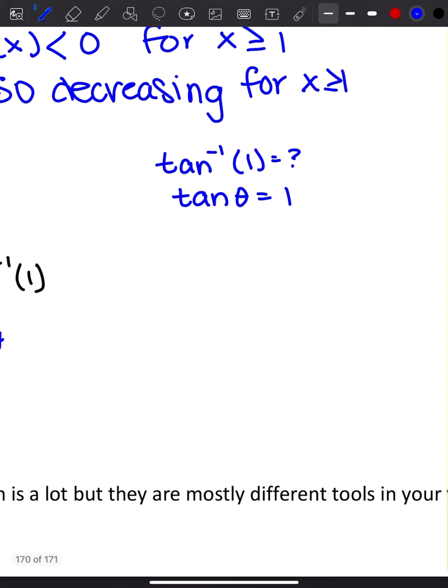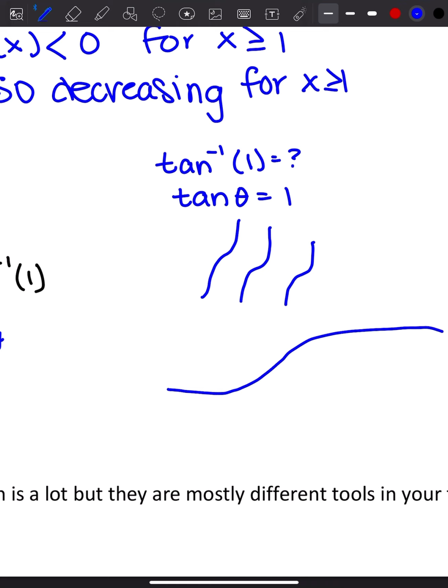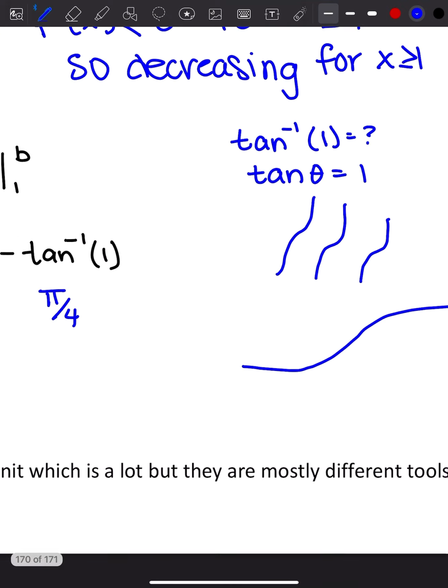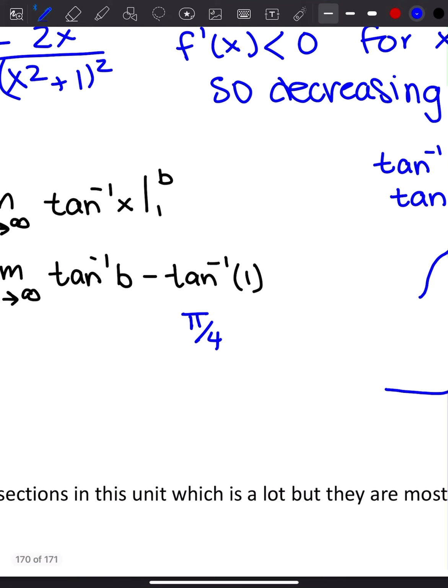When we're looking at the tangent graph, we get something that looks like this a bunch. So when we look at tangent inverse, we end up getting something that looks like this. And these same places where we would have asymptotes that are vertical, we now have asymptotes that are horizontal. So as we go towards infinity, we're going towards that asymptote that we would have had, which is going to happen at pi over 2.